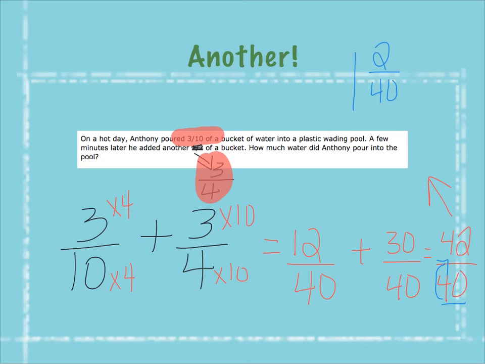Can I simplify this? Why, yes. Yes, I can. This is a multi-step word problem. So I can divide both of these things by 2. And I will get 1/20. So the answer to this problem, after the 3 steps that we have just did, these steps here, and these steps here, our answer to this problem is that he poured in 1 bucket and 1/20 of a bucket.